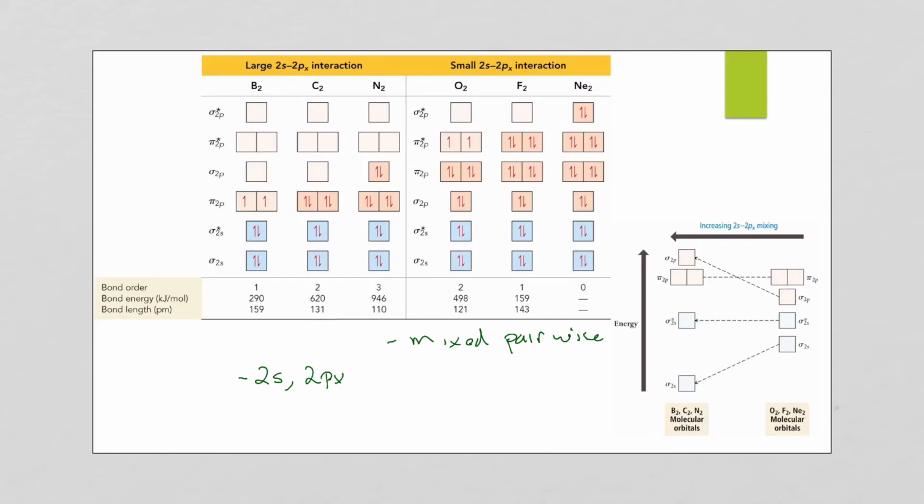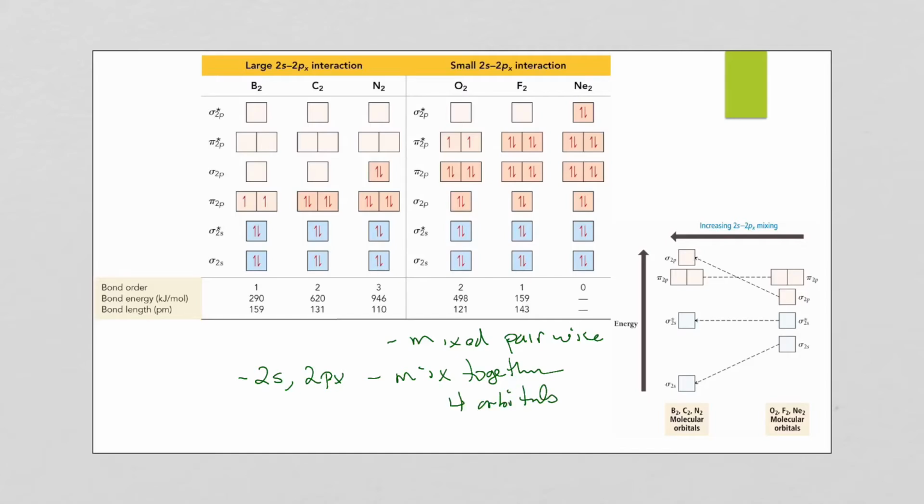When those s orbitals go together, they go in a sigma fashion. When the p orbitals, the px orbitals, come together, they also come together in a sigma fashion. They both generate sigma orbitals, whether they're sigma 2p or sigma 2s. So in reality, we can get combinations of mixing where the 2s's and the 2p all mix together to give 4 orbitals.